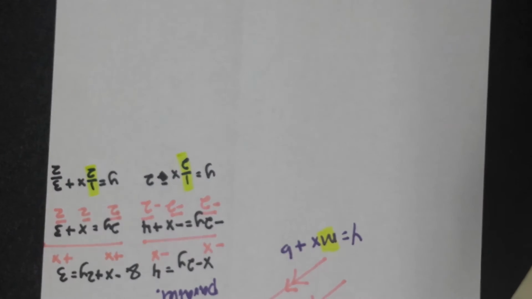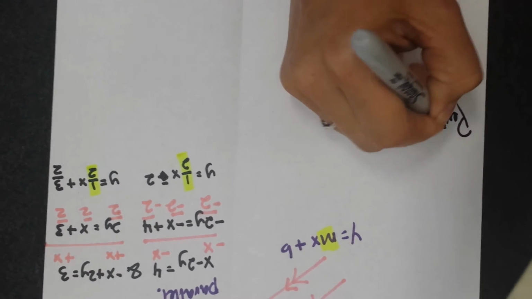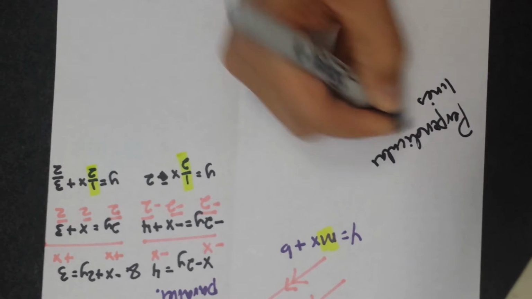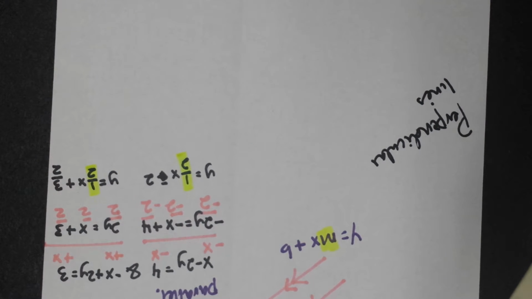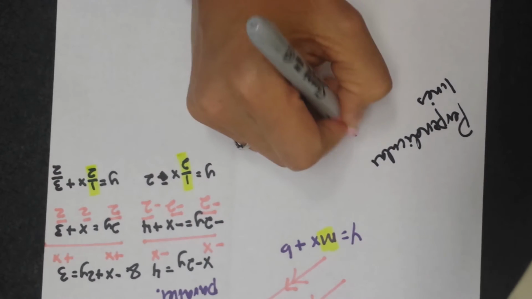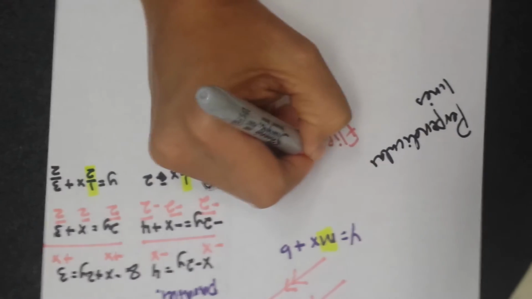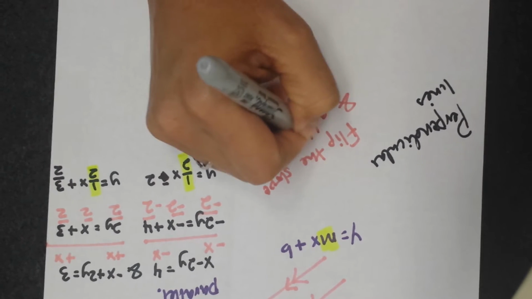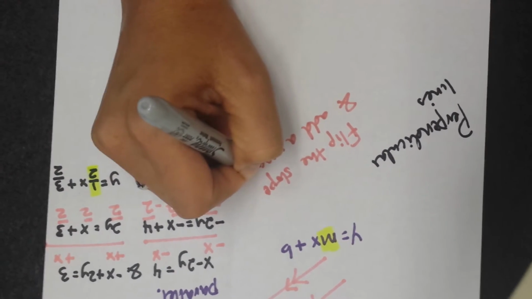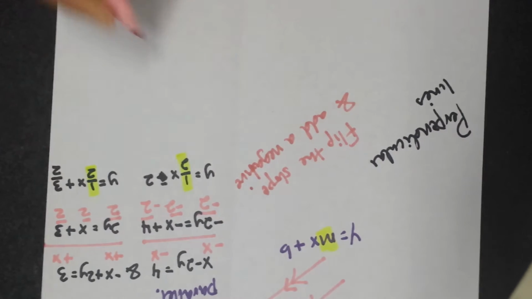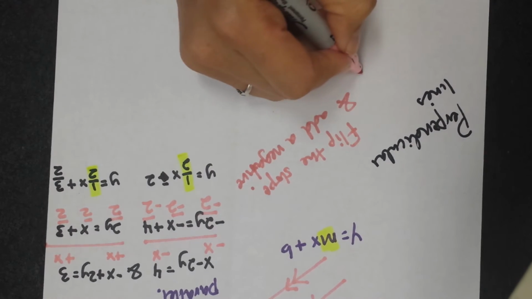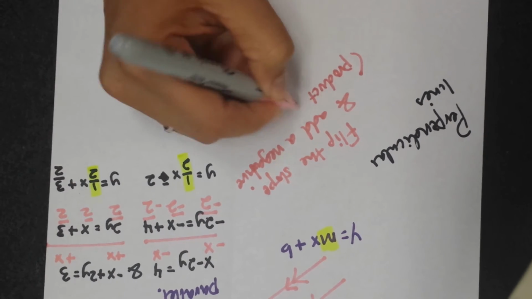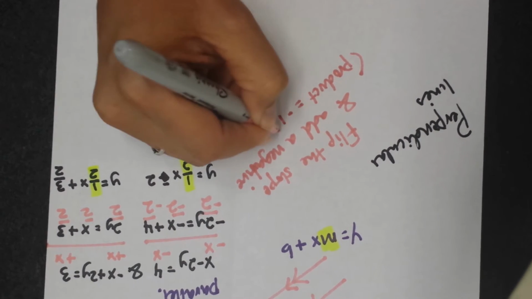Perpendicular. Perpendicular lines. With perpendicular lines it's a little bit trickier, but all you have to do is flip the slope and add a negative. What you're going to really see in textbooks is that when you multiply them together, in other words, when you take the product, they're going to equal negative 1.